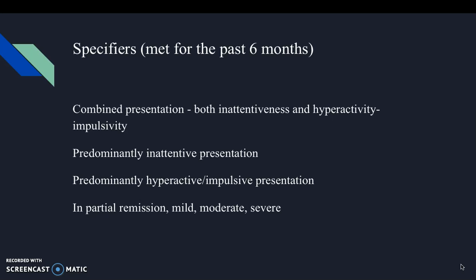So mild would be if few, if any, symptoms are in excess of those required, and then it's no more than minor impairments in their functioning. Moderate is somewhere in the middle between mild and severe, where severe would be many symptoms in excess of what's needed to make the diagnosis, or you have several that are particularly severe, and then there's marked impairment in social or occupational functioning.